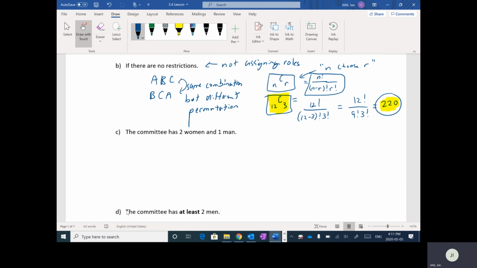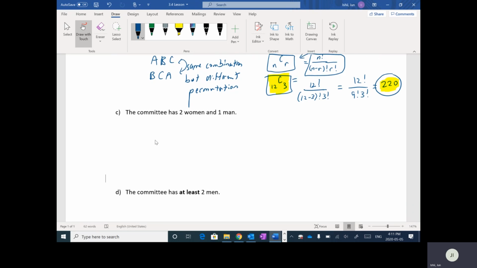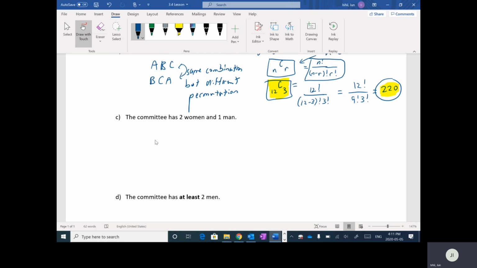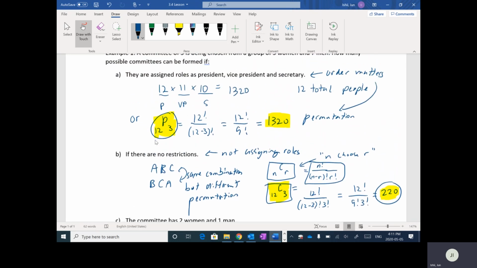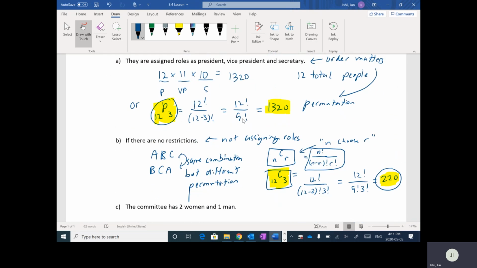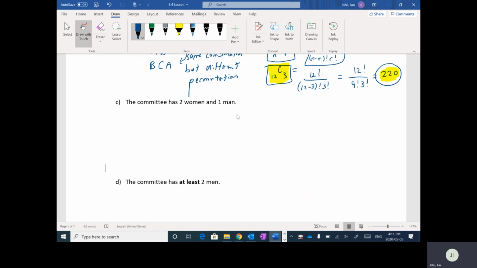This is now C and D. This is where the men and women come into play. So let me just scroll back and see the numbers here. So there were 5 women and 7 men to choose from. So right here in the brackets, I'm just going to put 5 women and 7 men to choose from.